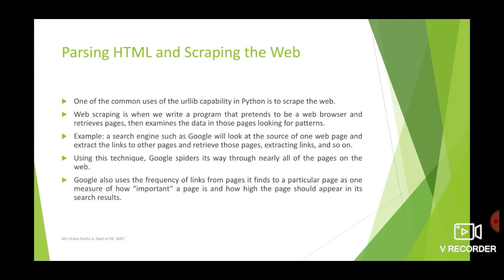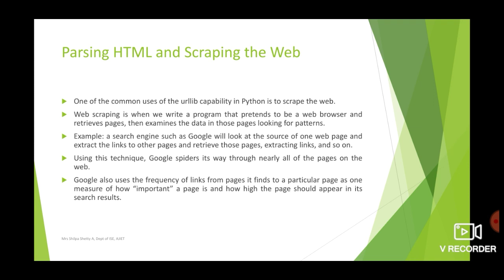So the next topic to discuss is parsing HTML and scraping the web. We already know what HTML is. It is hypertext markup language. So let us see how we can scrape the web. One of the most common uses of the urllib capability in Python is to scrape the web. So now let us see what we mean by scraping the web.